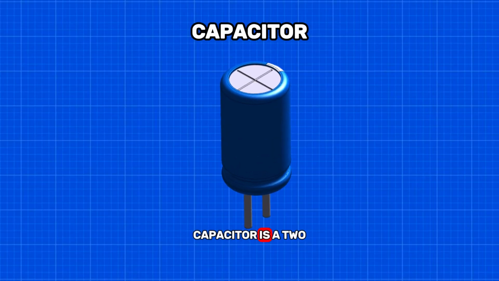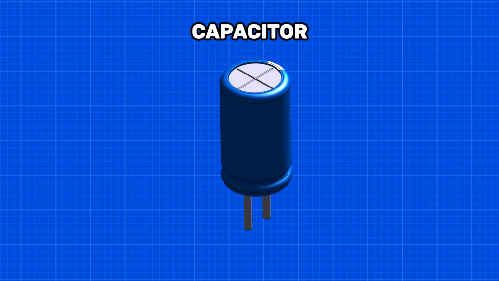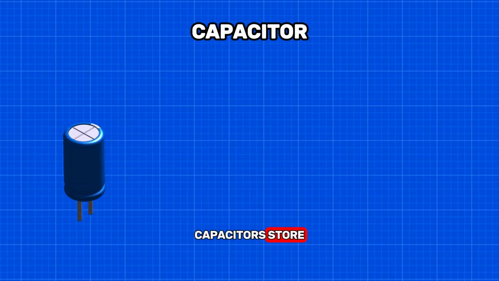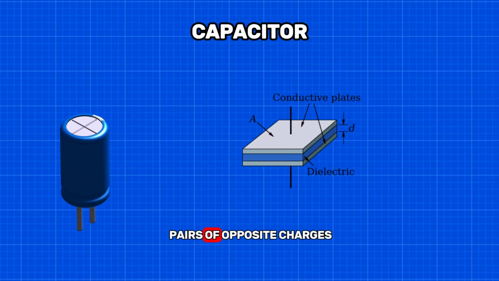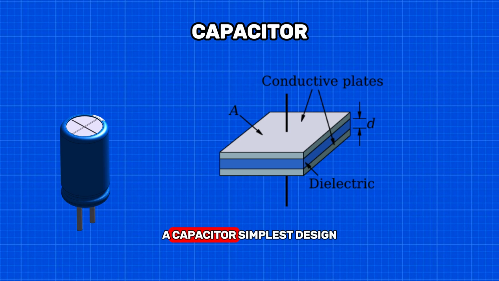A capacitor is a two-terminal device. It can store energy in an electric charge. A distance separates two electrical conductors. Capacitors store energy by holding apart pairs of opposite charges. A capacitor's simplest design is a parallel plate. It has two metal plates with a gap between them, but many forms, styles, lengths, girths, and materials make different capacitors. But how does a capacitor work?